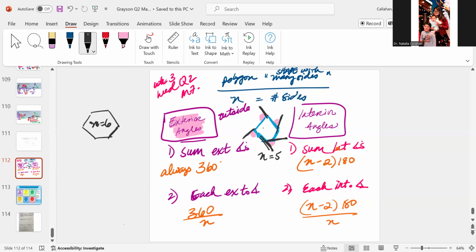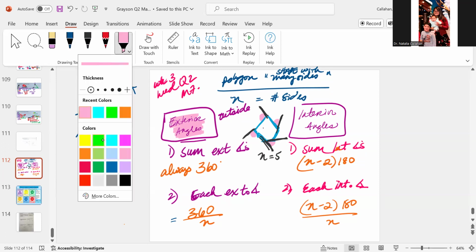What's the n? 6. And it's 6. Do you see if I extend this angle, it's smaller each time n increases. Do you see that? Okay, so it's always 360. Now, if you just want one of these angles, it's always 360 divided by the number of sides. Okay.